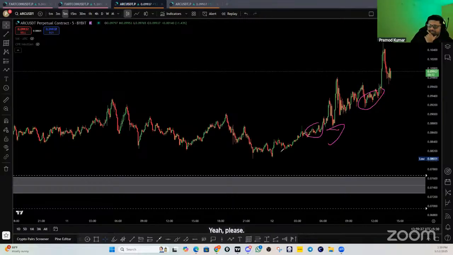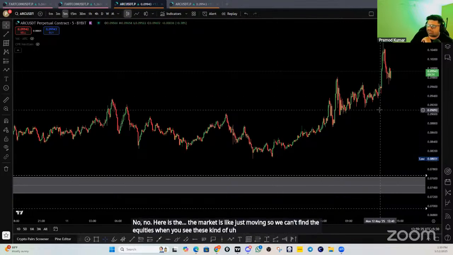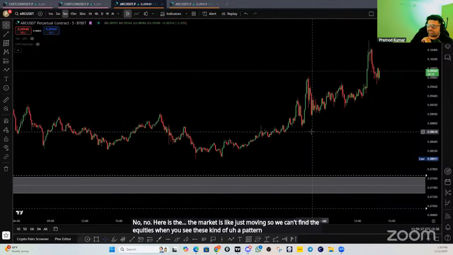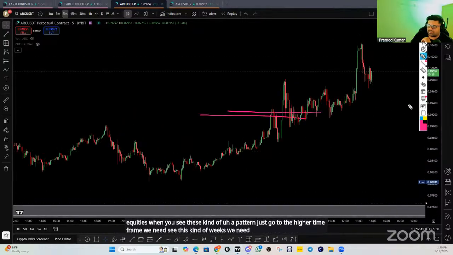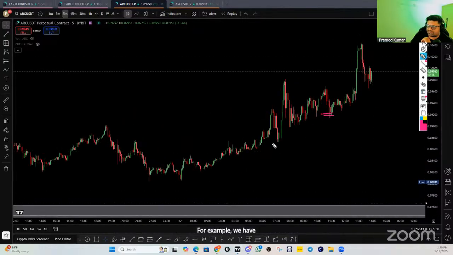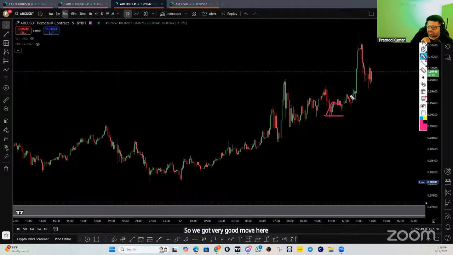No. Here the market is just moving, sir. We can't find the liquidities. When you see this kind of pattern, just go to the higher time frame. We need to see these kinds of wicks. For example, we have wicks at these places right here. So we got a very good move here. After this we got a very good move. So you can mark in this way.